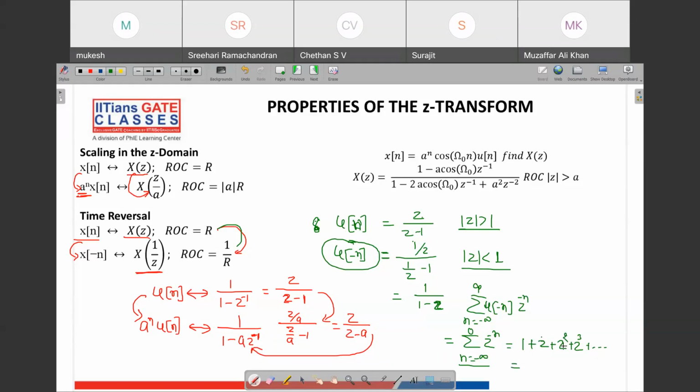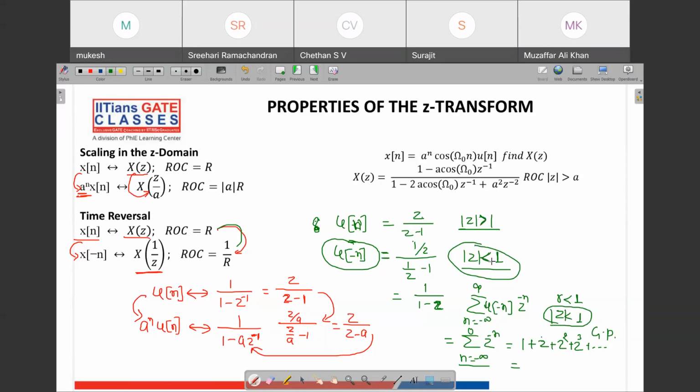Now this is again a GP, and we want it to converge. We know that to make it converge, R should be less than 1, and in this case R is z. So mod of z should be less than 1. So whenever you do the time reversal, the ROC just changes its inequality. If it is greater than, then it will become less than.